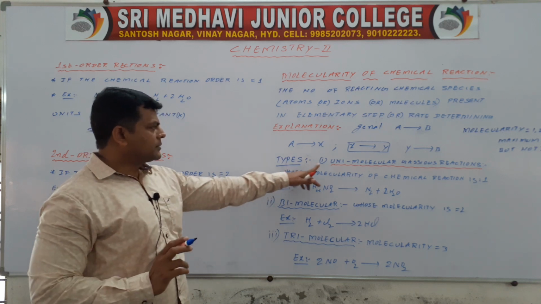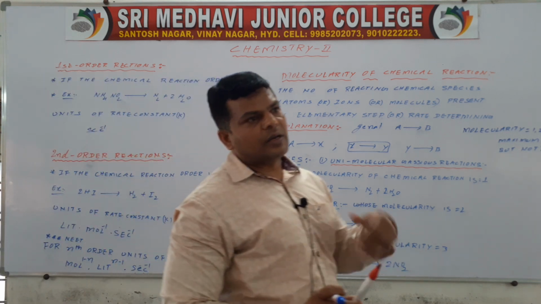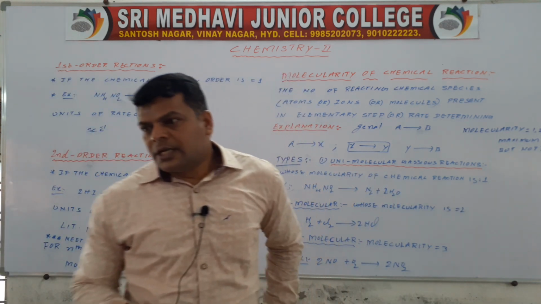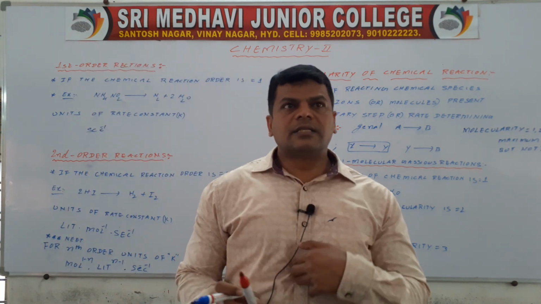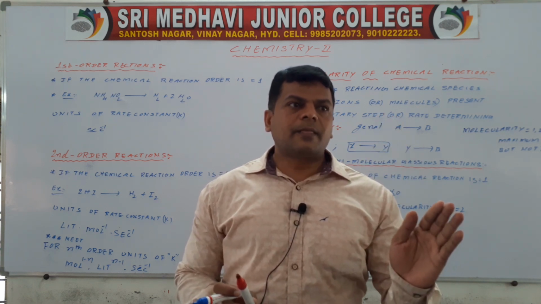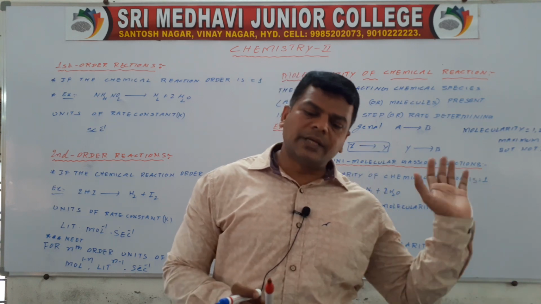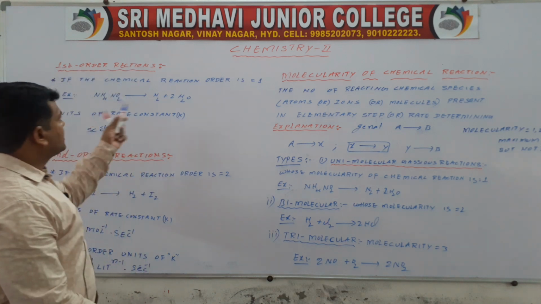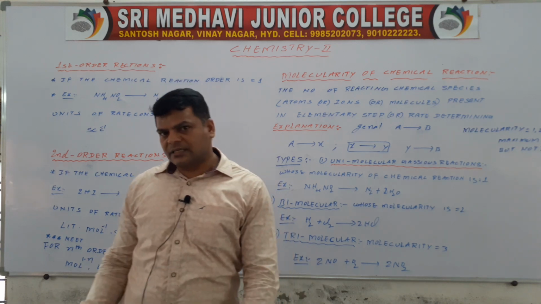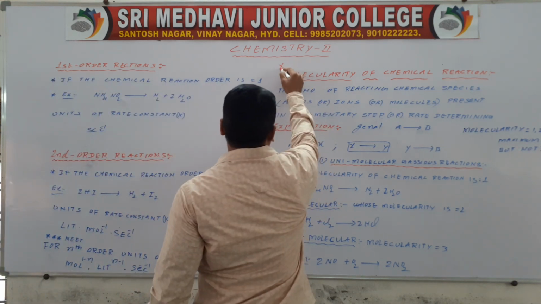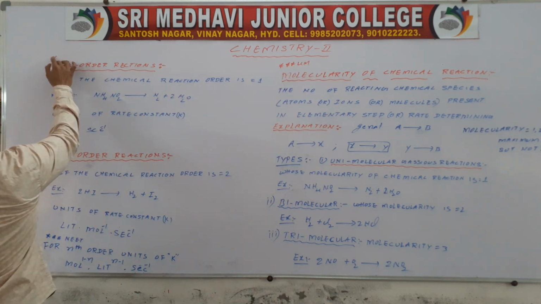So here are the types of molecularities: unimolecular, bimolecular, and trimolecular reactions. Zero order, first order, like that we may discuss. Zero order we already discussed in the previous class: the rate of reaction does not depend on the concentration of the reactants. That is nothing but a zero order reaction. This is the way the differences between molecularity and order of reaction can be discussed. Very important topic. It is for 4 marks.